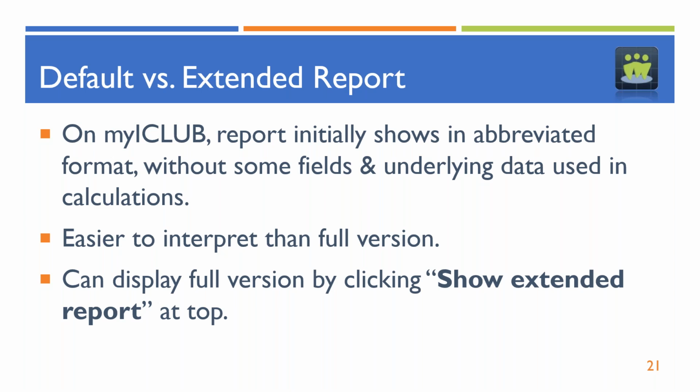Now, in just a minute, I'm going to show you the report, but there's a distinction between the SSG Plus version. We show on myICLUB a default version that's in an abbreviated format. We've taken out some of the fields and some of the underlying data used in calculations. This makes it, I think, much easier to interpret than the full version, but you can always look at the full version of the report by clicking Show Extended Report at the very top of it.